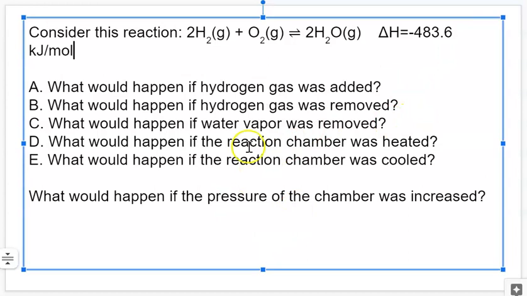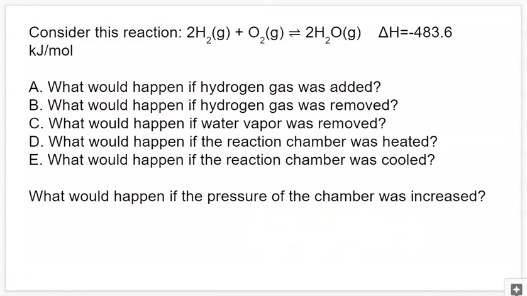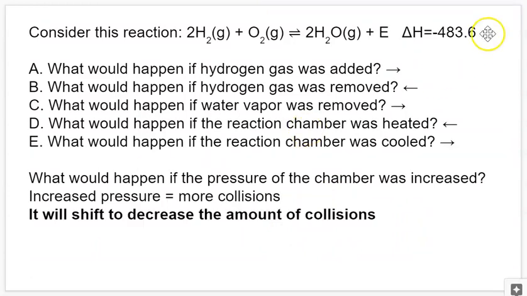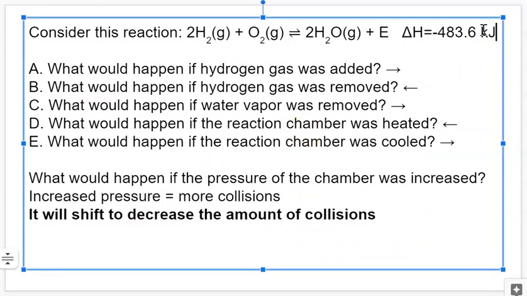Now I want to know what would happen if hydrogen gas was added, what would happen if hydrogen gas was removed, what would happen if water vapor was removed, what would happen if the reaction chamber was heated, what would happen if the reaction chamber was cooled, and then we're also going to speculate what would happen if the pressure of the chamber was increased. Let's go over each of these concepts individually. Let me add the units here.